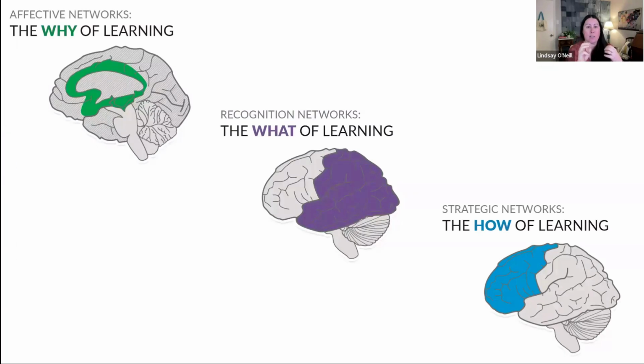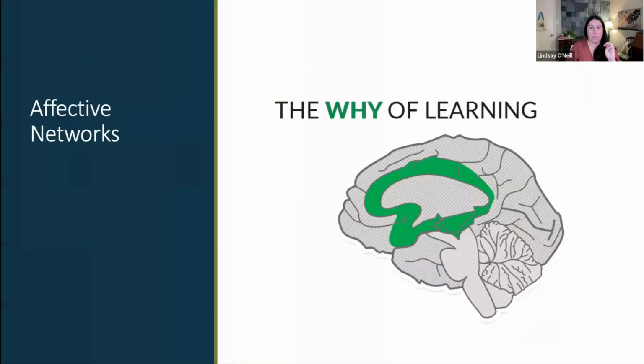UDL identifies three types of those things and then gives us guidance on how to design instruction that will work for those networks. So the neural networks refer to the different ways that the brain processes information, and each network will play a distinct role in learning. So they identify 3 up on screen here. It's affective, recognition, and strategic. Why are we learning? What are we learning? How are we learning? So those are the 3 ways the brain works that we want to address.